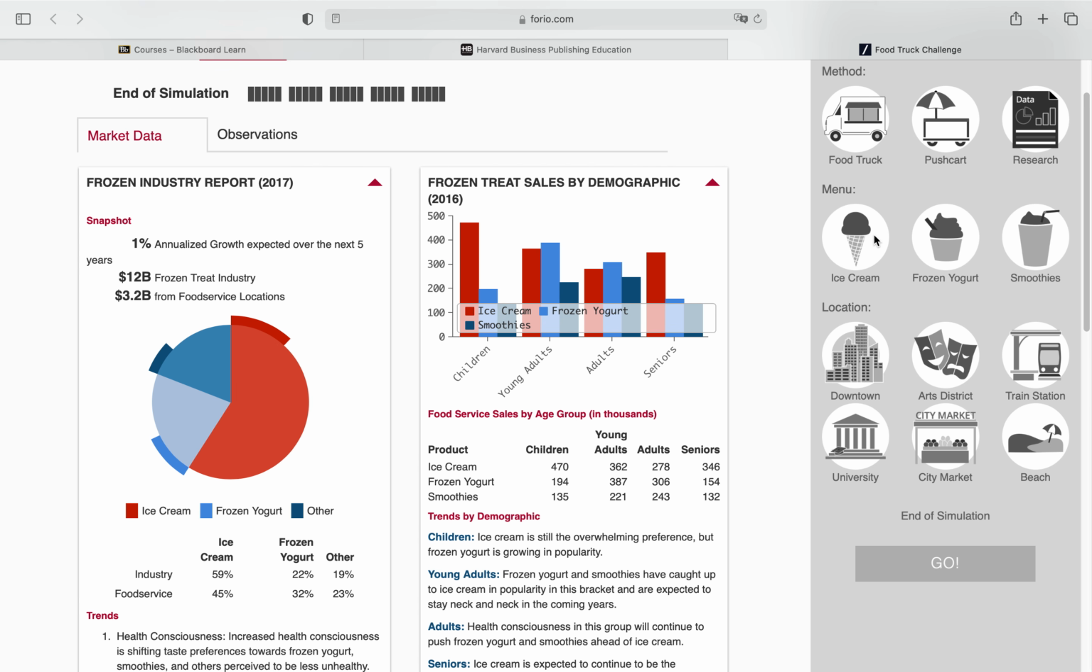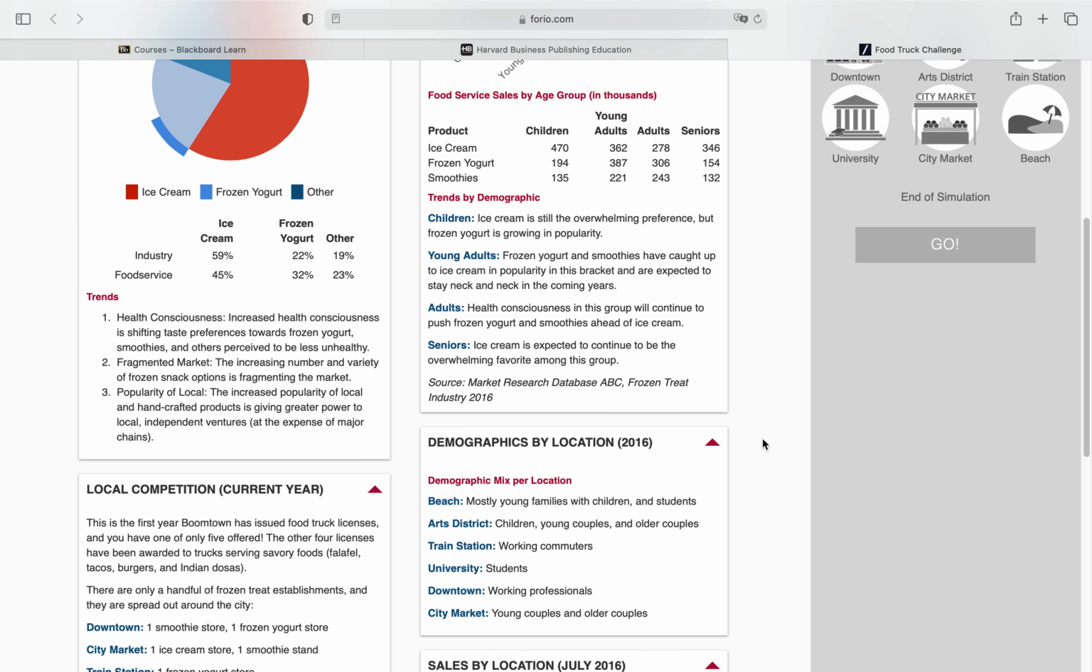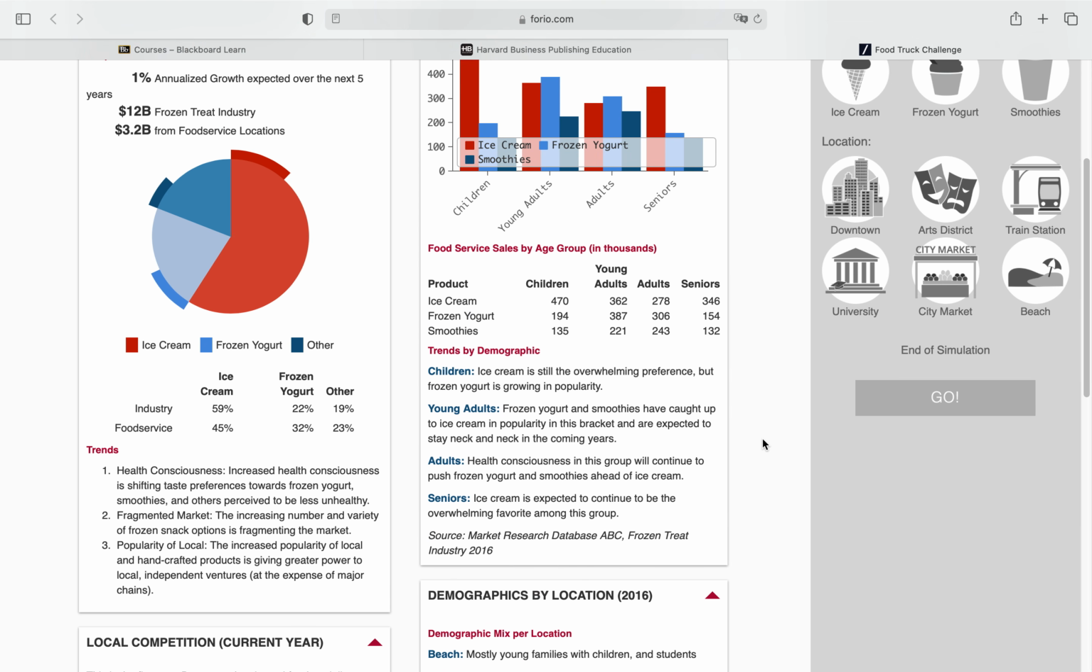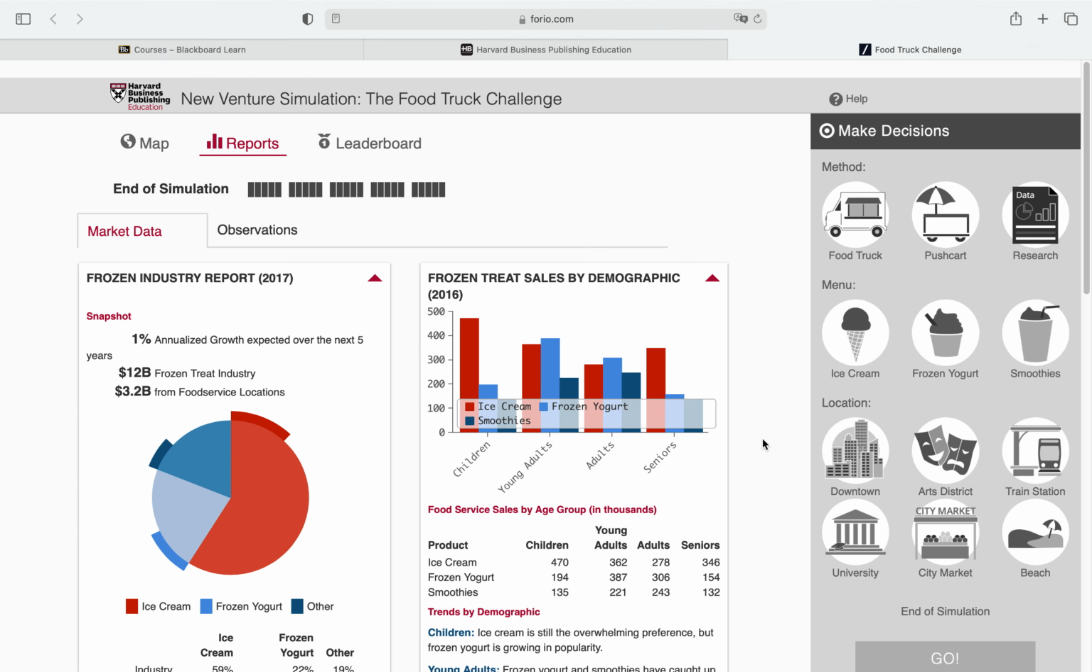Next, on the menu, you have three different types of items: ice cream, frozen yogurt, and smoothie. And you want to use the information from all those reports to decide which item you want to sell. Finally, you have a location. The 6 different locations also provide you a little more insight on what you want to do, and each location gives you a different result based on the product and the strategy you use.